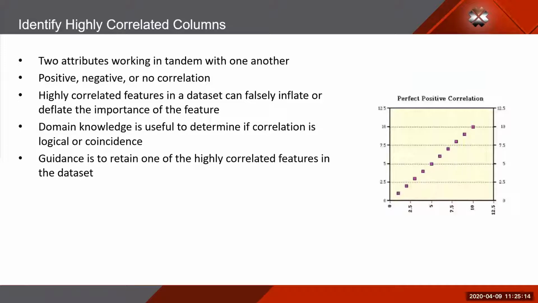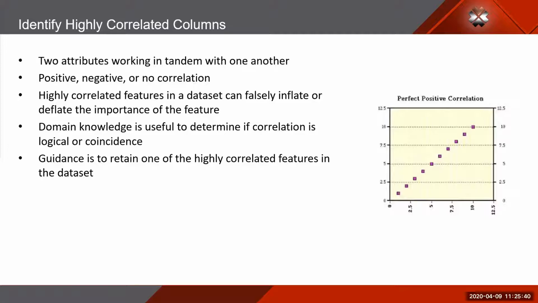And again, let's talk about variables, columns, features, attributes with high correlation. What we mean by high correlation is columns that work in tandem with one another. As one goes up, the other one goes up also, or as one goes up, the other goes down. So that can be positive correlation, like we see in the picture here, or negative correlation.